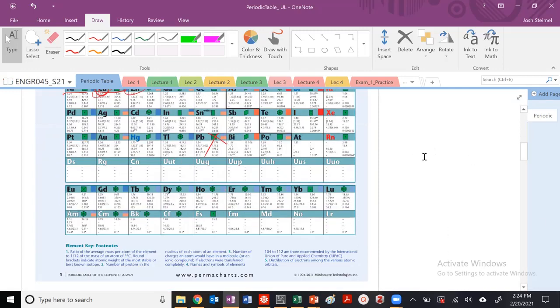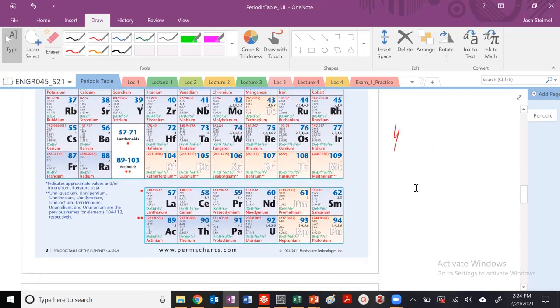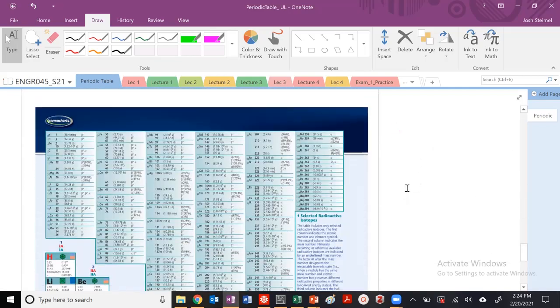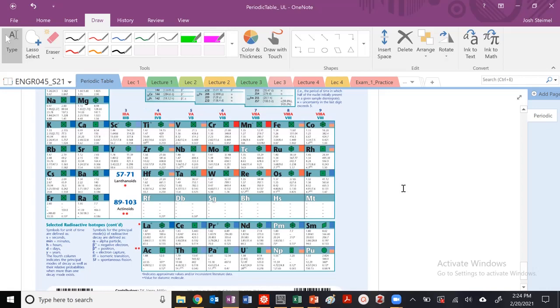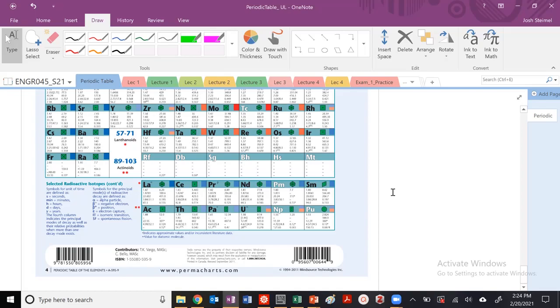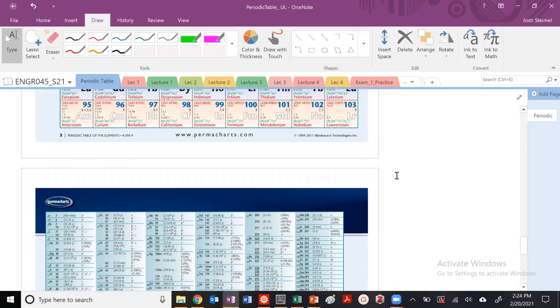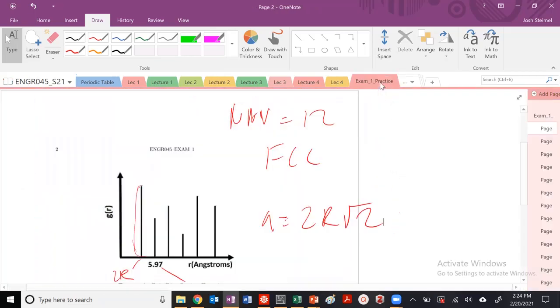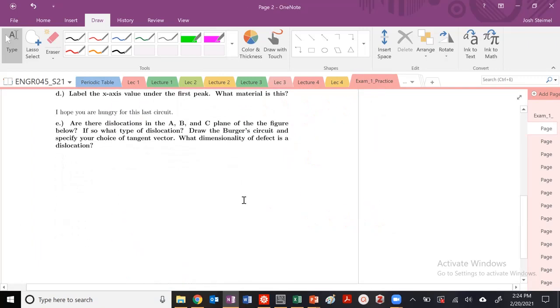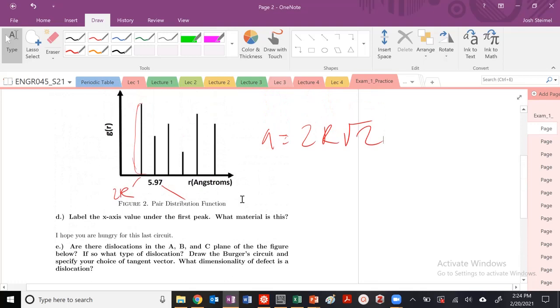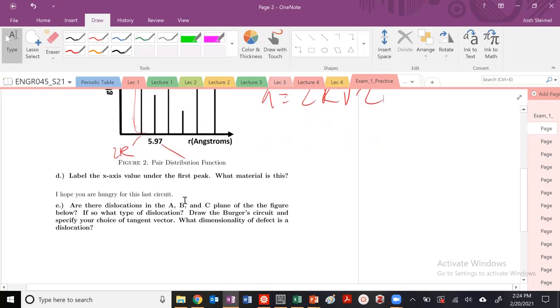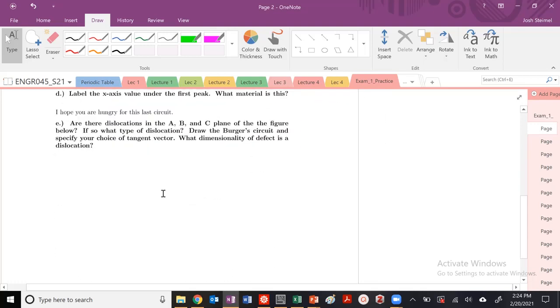So let's look on the other side. But I'm pretty sure silicon would be our only answer, and that's a poor answer at that. So let's see, any other values? Nope, I don't really see anything on this table. So maybe silicon could be the answer, but that would be my solution there. So let's look at the last. So we label the x-axis. We can figure out what the material is. Should be silicon perhaps, but there might be no material as well.